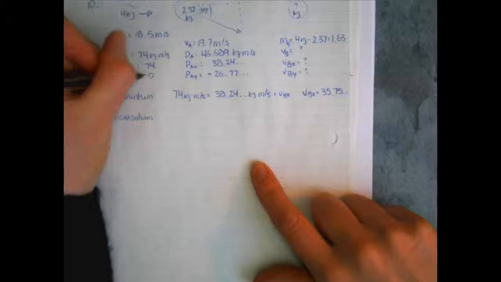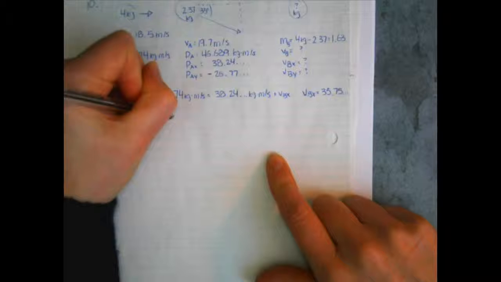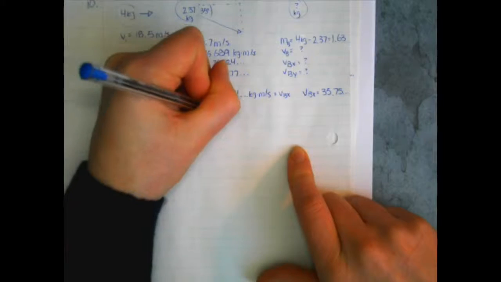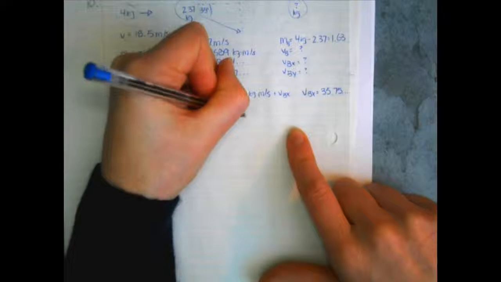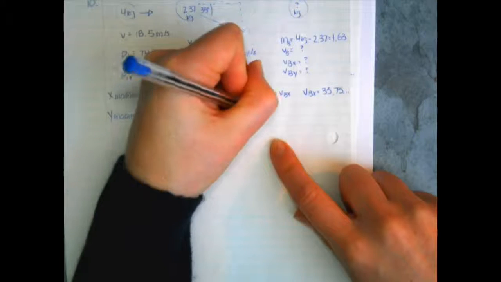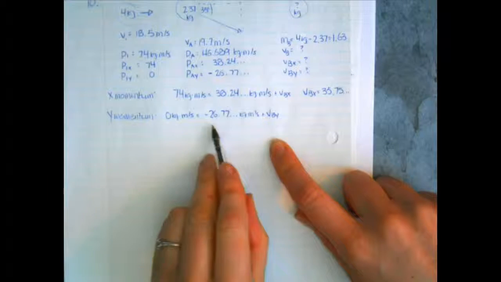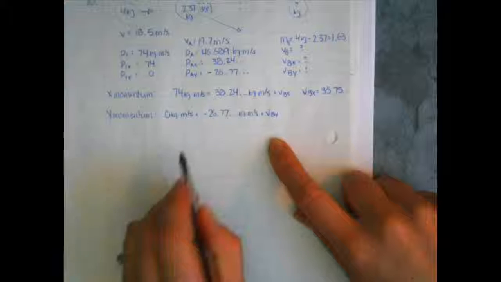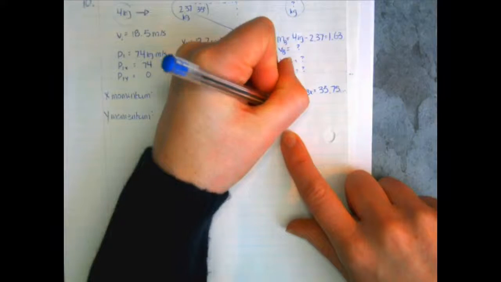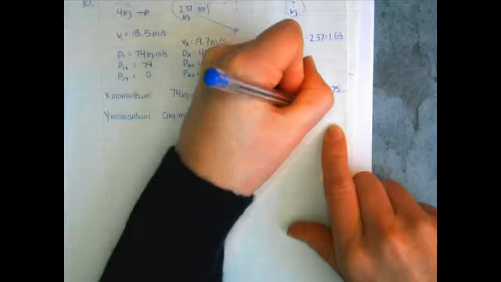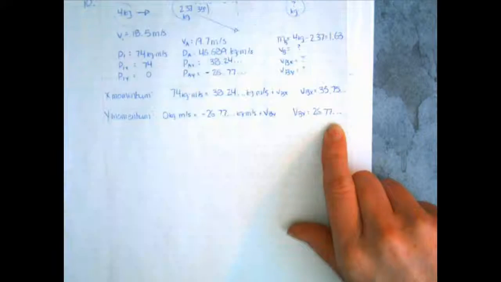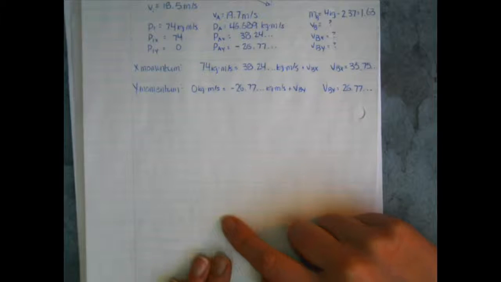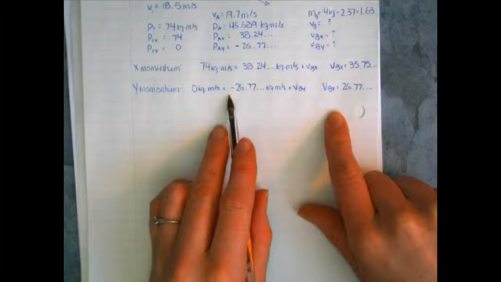For the y, same thing, we start out with a total of 0 kg meters per second. And it's going to be equal to, afterwards, we have negative 26.77 kg meters per second plus vby. Now in this case, because our y value is negative, to move it to the other side, we have to add it. So that means our vby is going to be equal to positive 26.77 extended decimal. Okay. So now that we have our x and our y components, we want to make a triangle with them to solve for our resultant.